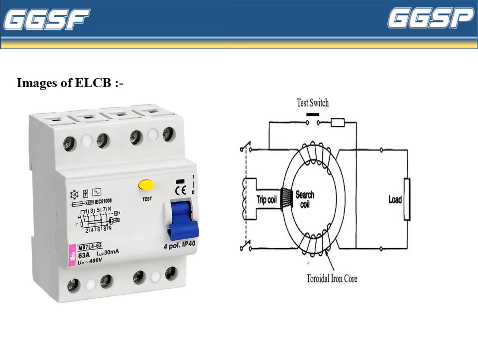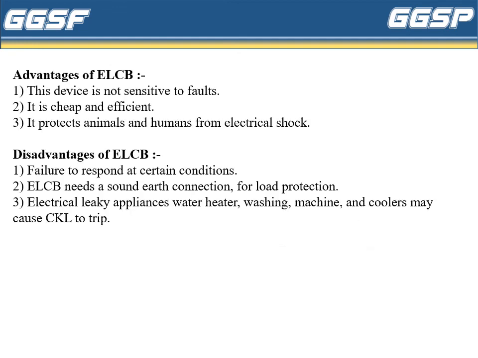This is the image of ELCB. ELCB includes test switch, trip coil, surge coil, and toroidal iron core. Some advantages of ELCB: this device is not sensitive to faults. It is cheap and efficient. It protects animals and humans from electric shock. Some disadvantages of ELCB: failure to respond in certain conditions. ELCB needs a sound earth connection for the load protection.